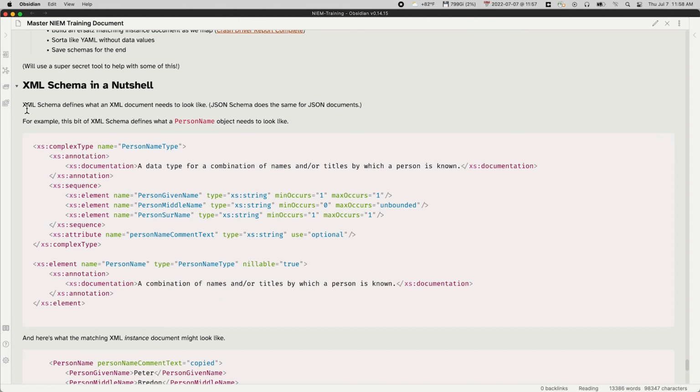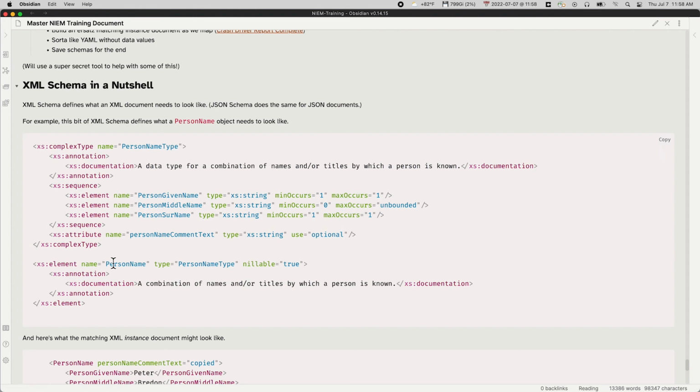So, what do you have in XML schema? Well, first of all, XML schema defines what an XML document needs to look like. There's also something called JSON schema. It does the same for JSON documents. You're going to find out you can't do JSON schema in NIEM yet, but that by the end of the year you should be able to. But right now you can't. We're going to focus mainly on XML schema in class.